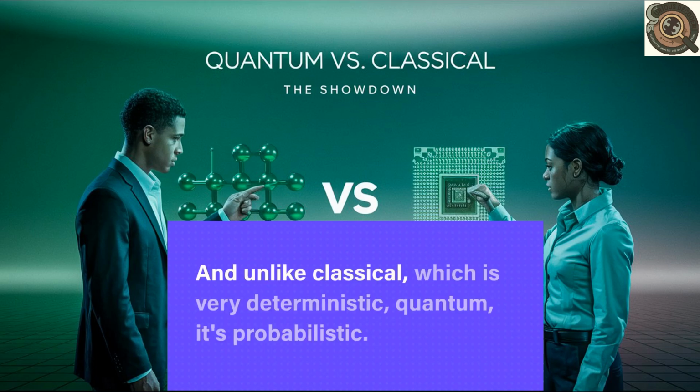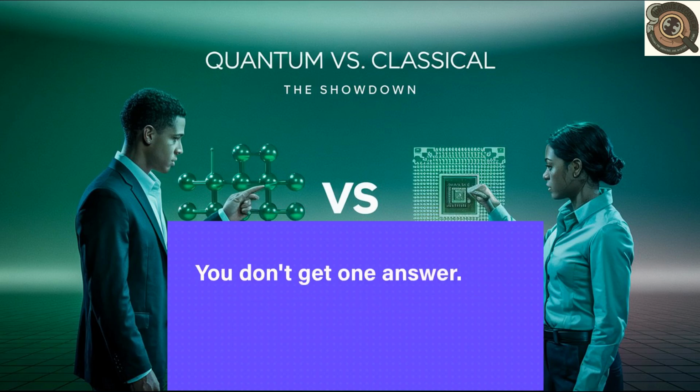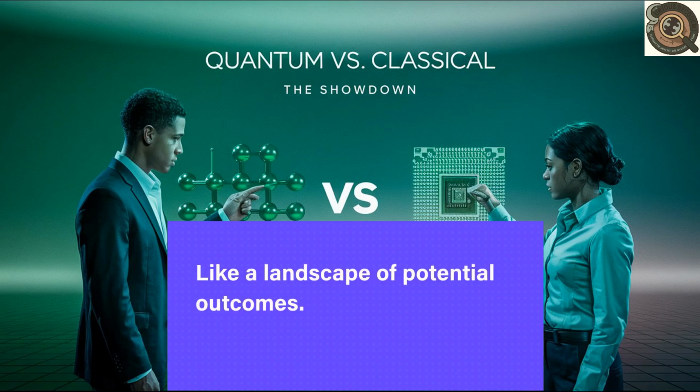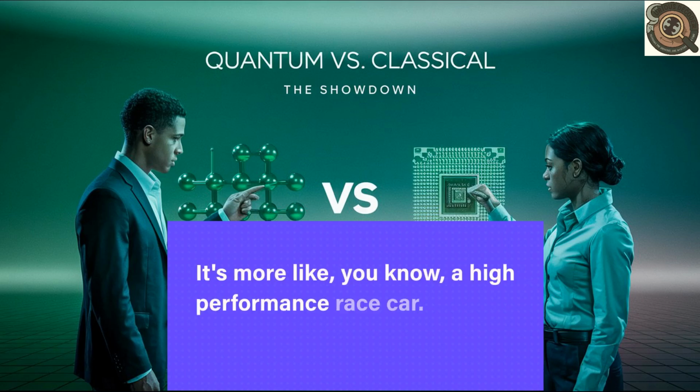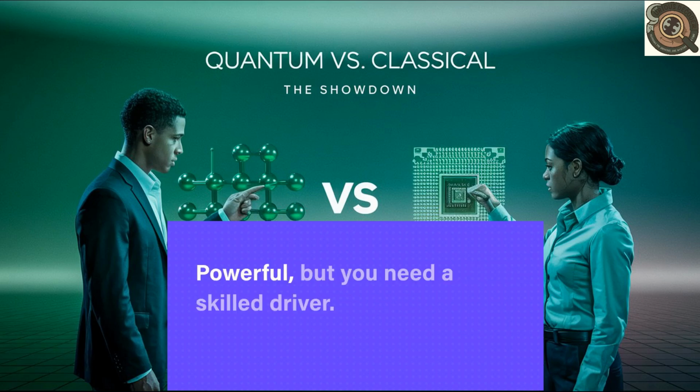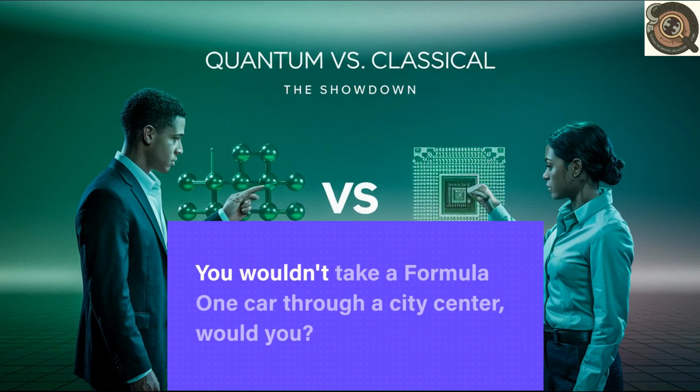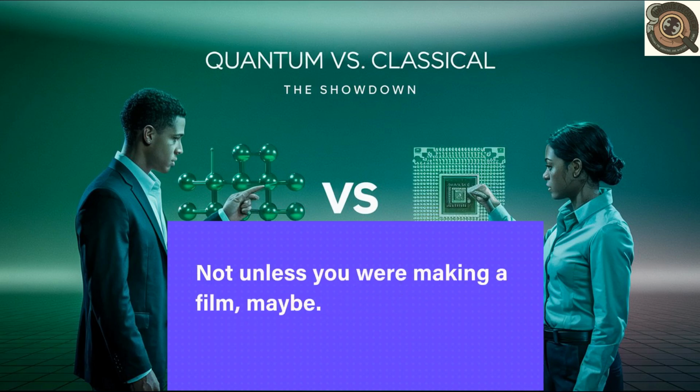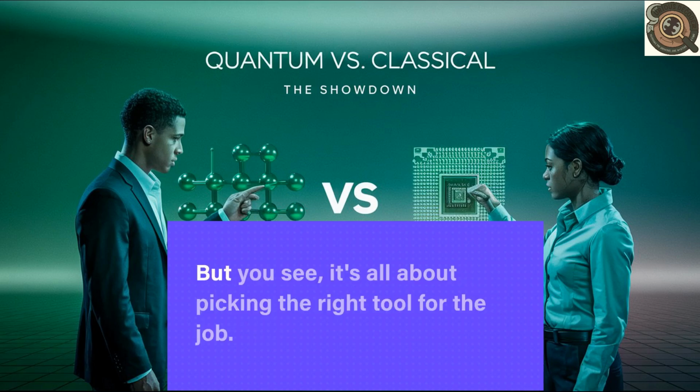And unlike classical, which is very deterministic, quantum is probabilistic. You don't get one answer, you get a whole range of possibilities, like a landscape of potential outcomes, and each one has a certain probability. It's more like a high-performance race car. Powerful, but you need a skilled driver and the right track. You wouldn't take a Formula One car through a city center, would you? Not unless you were making a film, maybe. But you see, it's all about picking the right tool for the job.